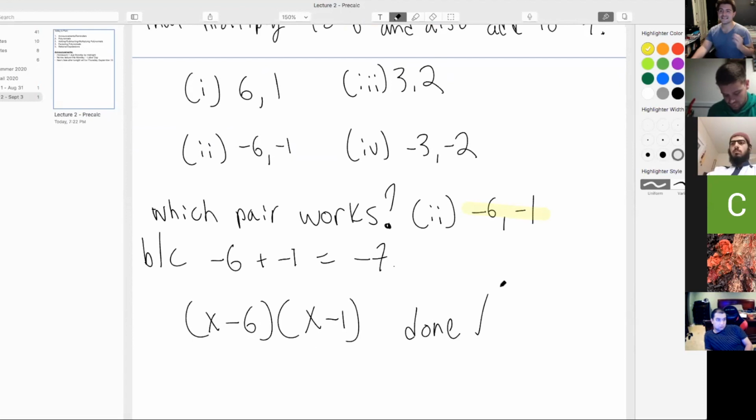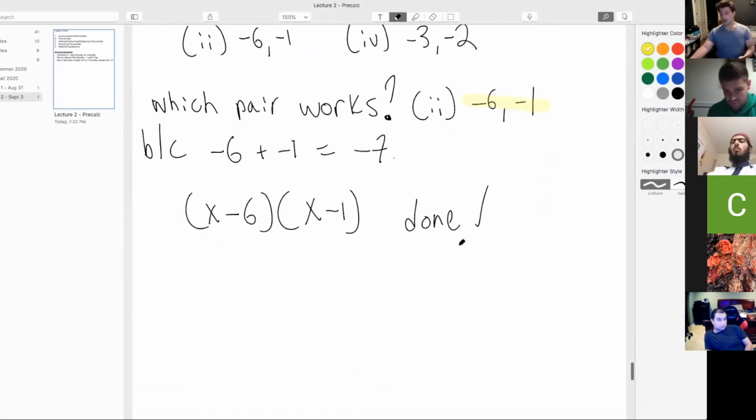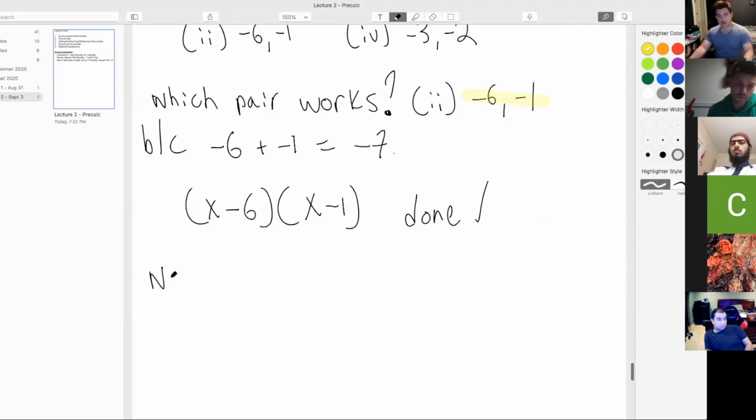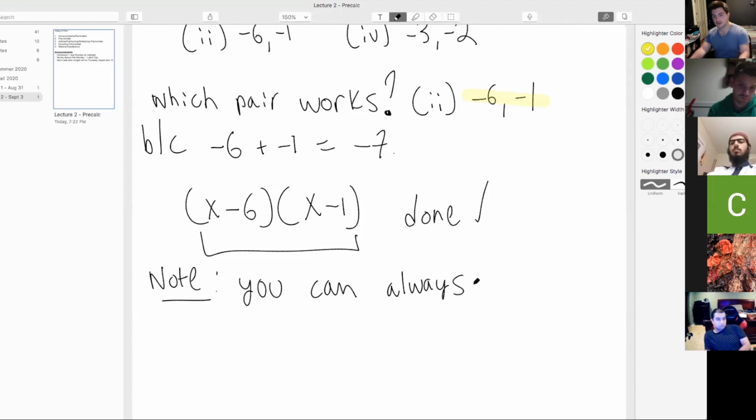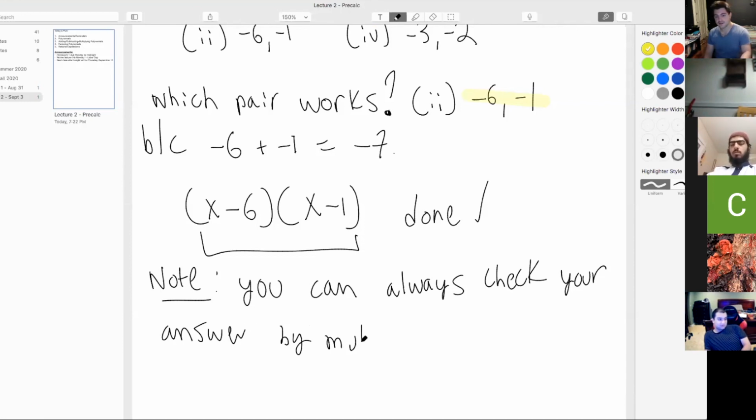This is a very systematic procedure for factoring. Just a quick note, I said this before: you can always check your answer by multiplying out. That's a nice thing about factoring. You can check your answer immediately by multiplying out your factorization.